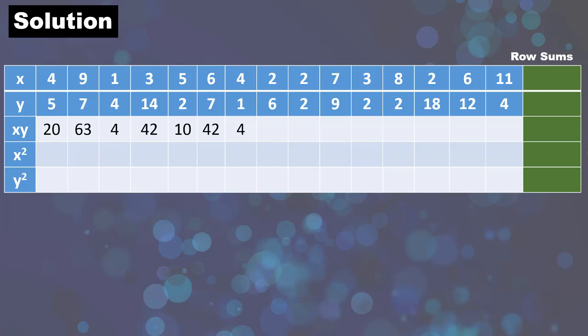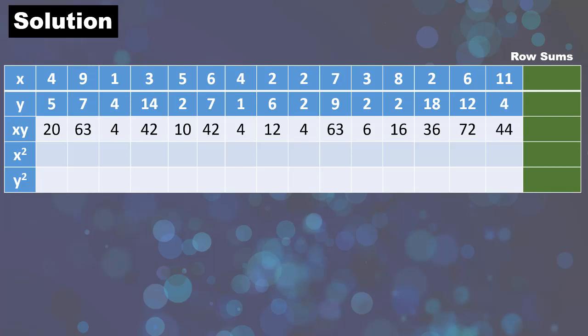2 times 6 is 12. 2 times 2 is 4. 7 times 9 is 63. 3 times 2 is 6. 8 times 2 is 16. 2 times 18 is 36. 6 times 12 is 72. And 11 times 4 is 44. So that completes our row for X times Y.